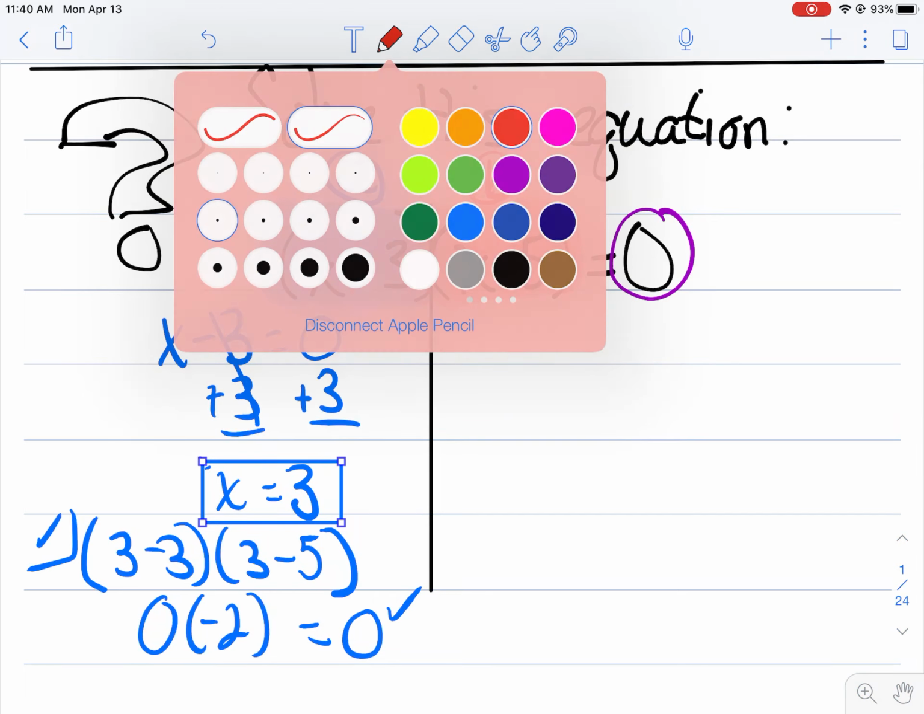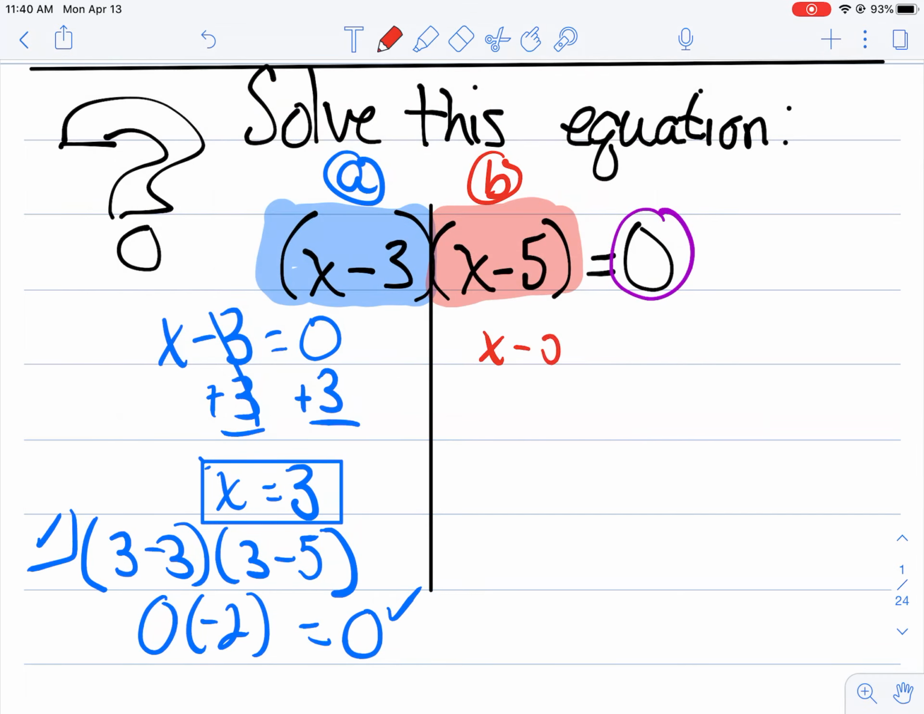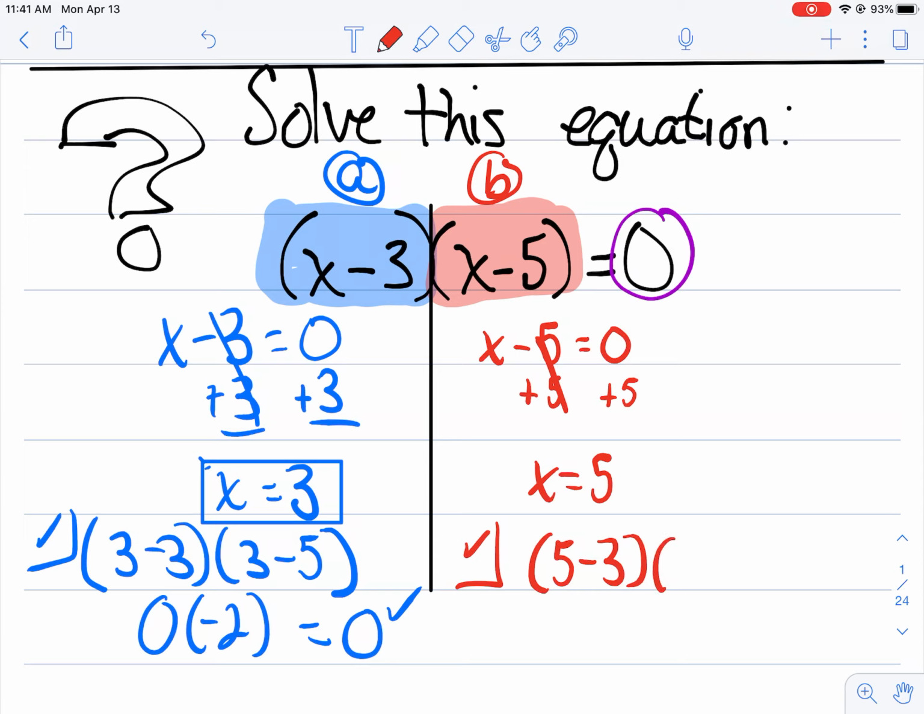Likewise, over here on the other side of the line, if I do x minus 5 equals 0, add 5 to each side, I get x equals 5. And if I go to check that one, then I would have 5 minus 3 times 5 minus 5. That'd be 2 times 0, and again, that equals 0. That's how we use the zero product property to solve these equations.